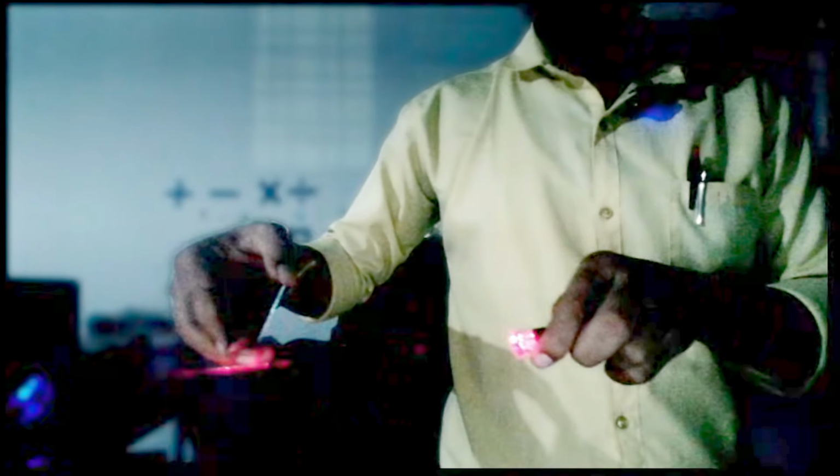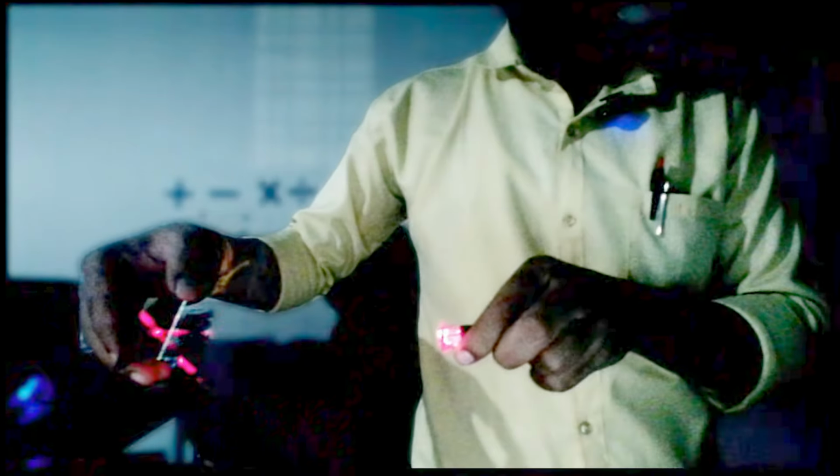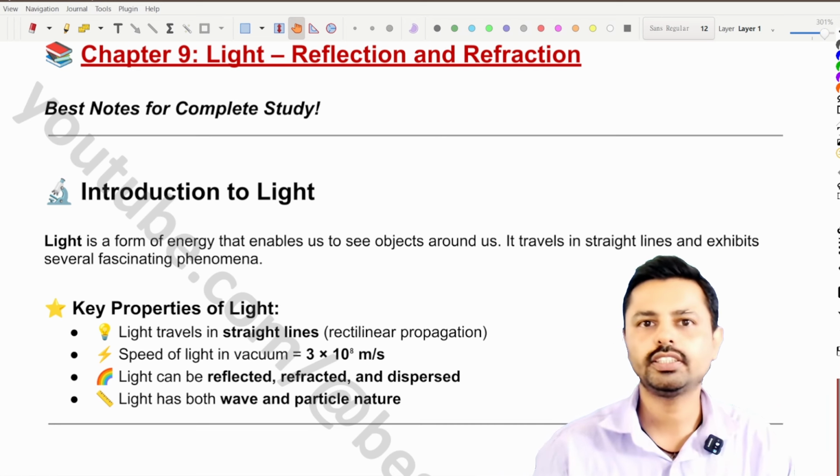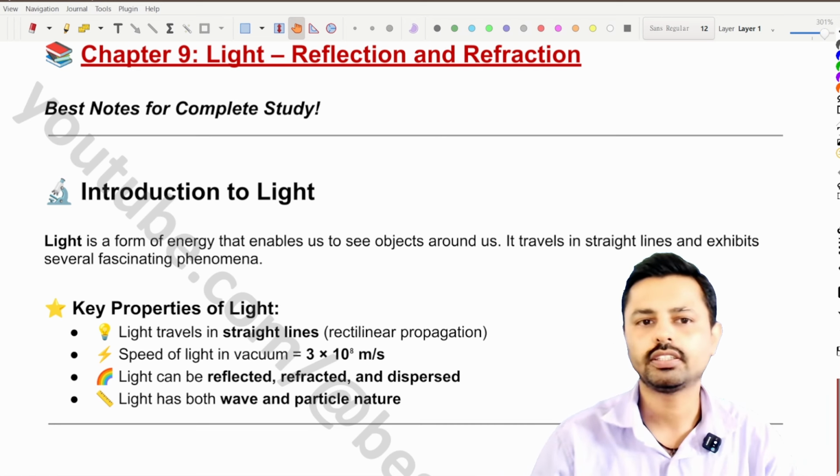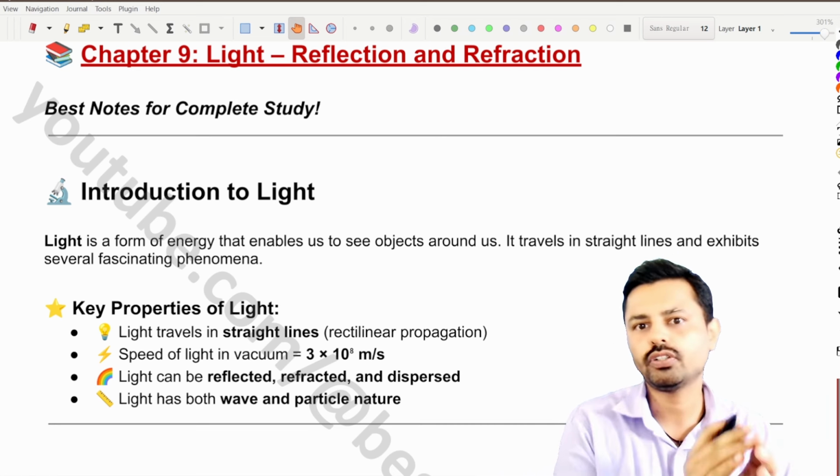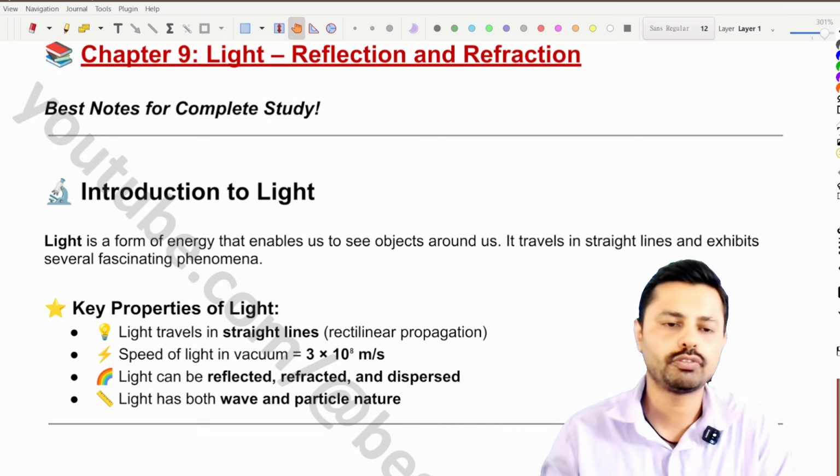So I needed to switch off my own light. So here you can see the reflection of light. So what is a light? Light is wave particle. Light exhibits the property of a particle as well as a wave.